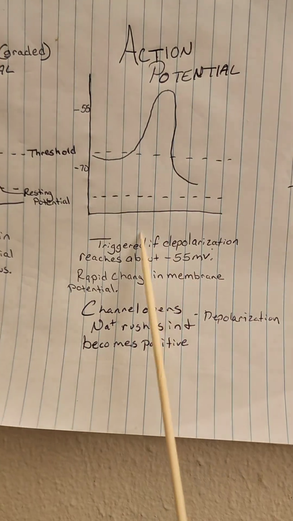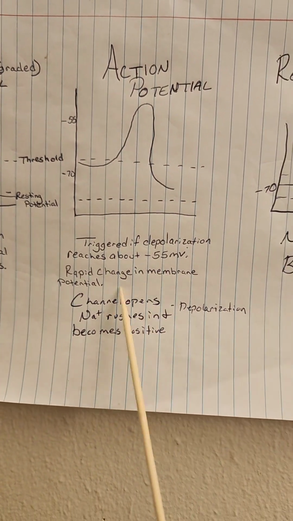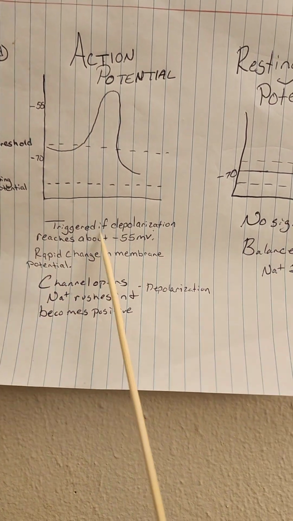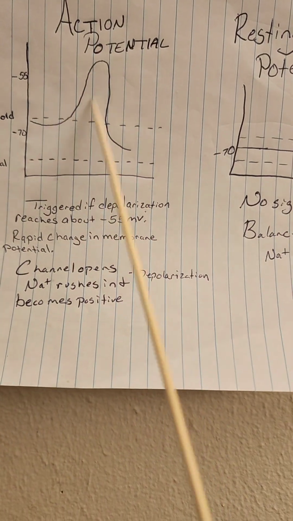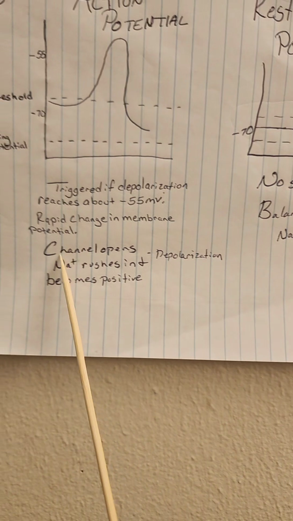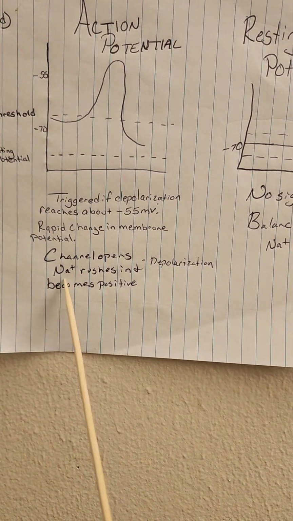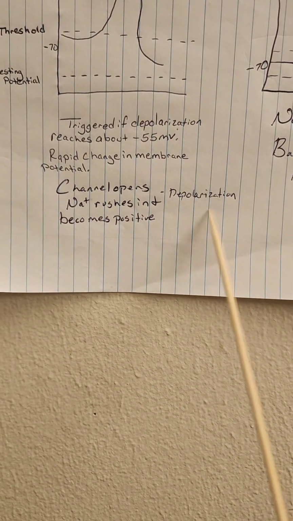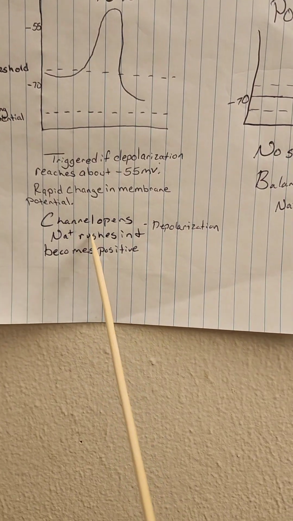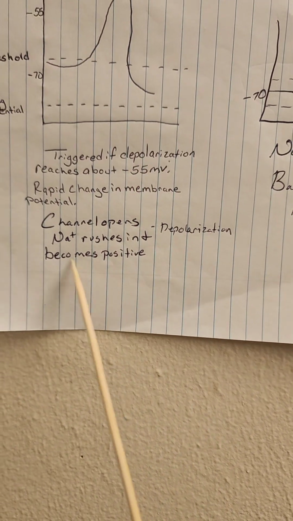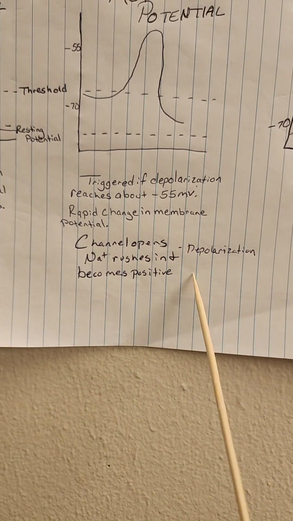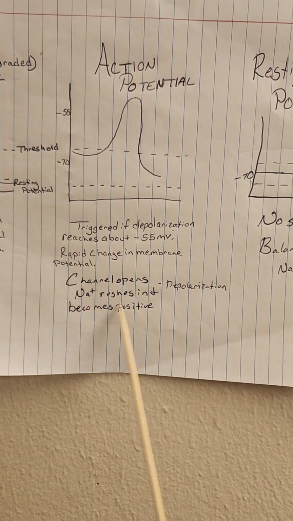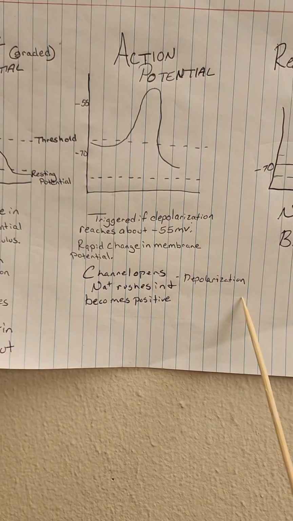Here you have the action potential, which is triggered if the depolarization reaches about negative 55 mV. As you see, it's a rapid change in the membrane potential, a real, immediate change, so it causes an action potential. It's when the channel opens up and allows sodium in and potassium rushes out, so it becomes positive. That's depolarization. Hyperpolarization is when the potassium rushes out and it becomes negative, but when sodium rushes in and everything becomes positive, that's depolarization.